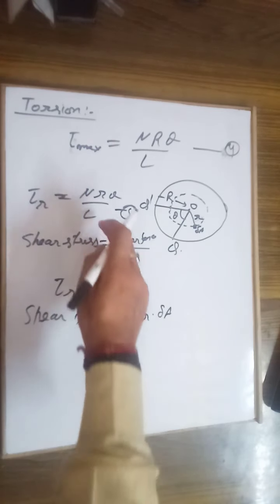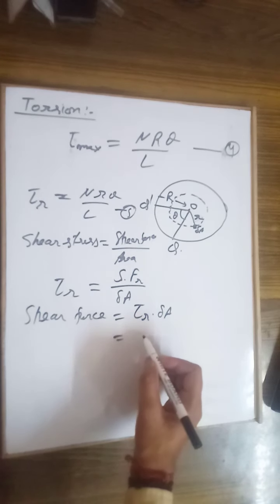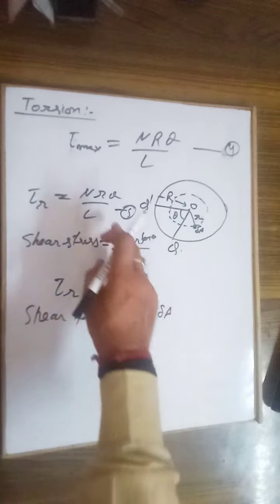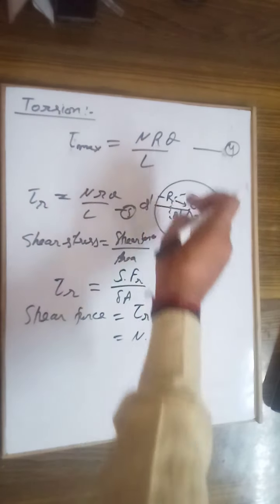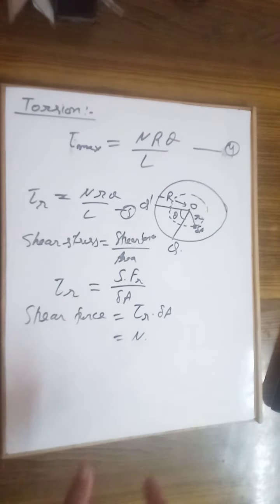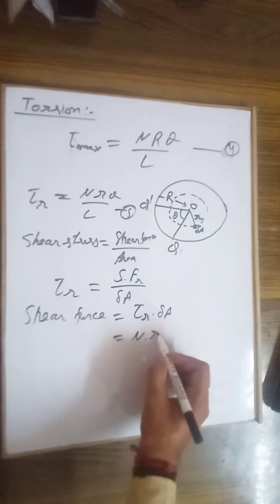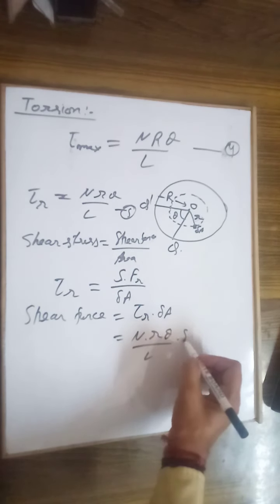So what is tau r? By putting the value of tau r from equation number 5, we will have n, and here it is small r for this particular reason, for tau maximum at this point, that is capital R. So now we can say it is n r theta upon L into delta A.